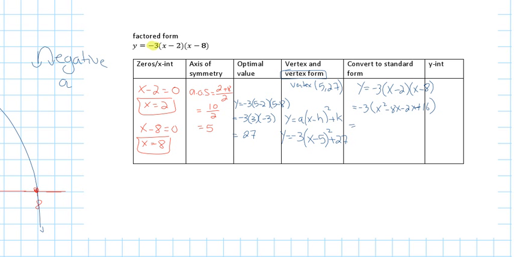So I have negative 3x squared plus 24x, plus 6x, minus 48. And let's collect the like terms. Now it's in standard form.